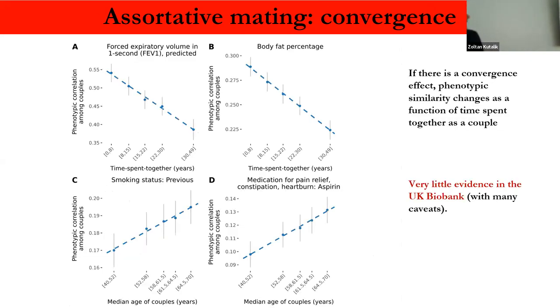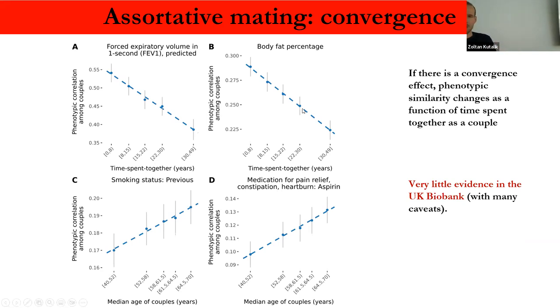So we asked, of course, you can ask many questions. The first question was, is there evidence for convergence, that the longer people live together, the more similar they become? In general, it's not really true. And there are a few traits for which we saw evidence. For example, interestingly, body fat percentage is one of them, meaning that it's more important when you are not together too long, and it's becoming less and less important as you age. So it's important for choice, but you diverge afterwards.